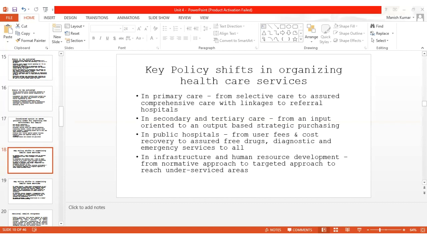So at the secondary and tertiary level, there should be a shift from input-oriented to output-based strategic purchasing. In public hospitals, from user fee and cost recovery to assured free drugs, diagnostics, and so on.